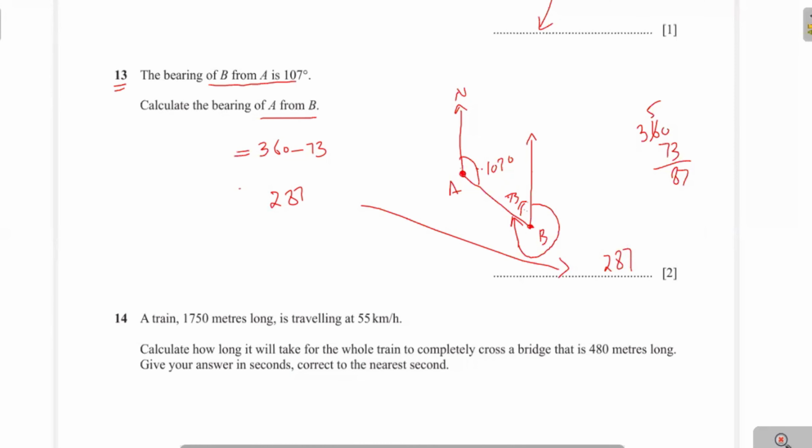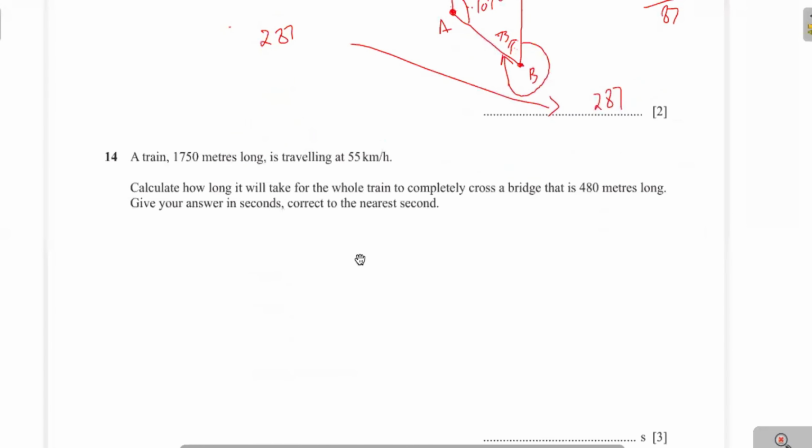Next is question 14. A train 50 meters long is traveling at 55 kilometers per hour. Calculate how long it will take for the whole train to completely cross a bridge that is 480 meters long. Give your answer in seconds, correct to the nearest second.